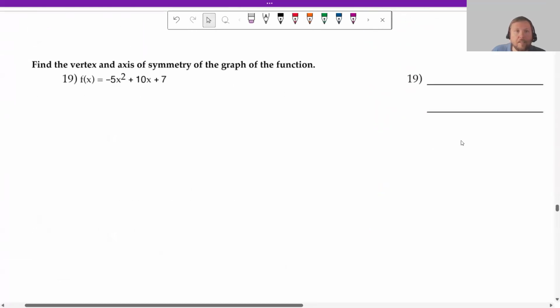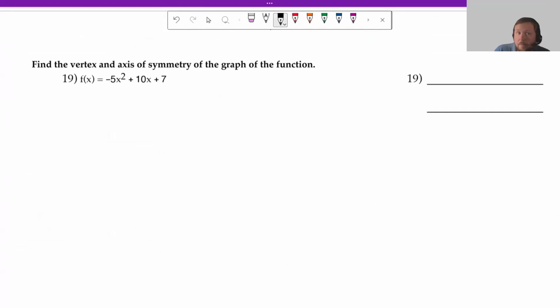Number 19. Find the vertex and axis of symmetry of the graph of the function. We don't have to find the graph. We just have to find the vertex and axis of symmetry. So we can use that formula -b over 2a. Our b is 10, and then our a is -5. So that is -10 over -10. So we get 1. So that's the x component of the vertex.